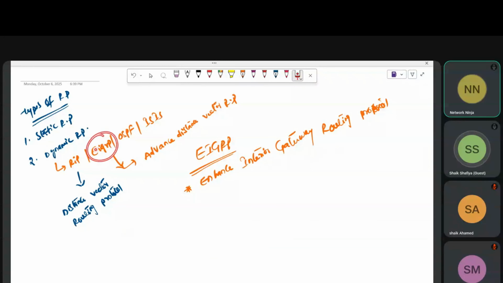So EIGRP, Enhanced Interior Gateway Routing Protocol, is an advanced distance vector routing protocol. First we had the RIP protocol, then a new protocol was implemented, which is EIGRP. So EIGRP's metric is cost.